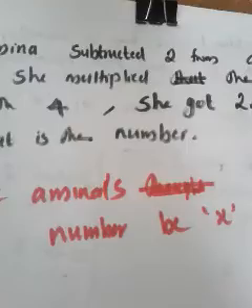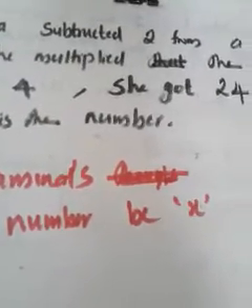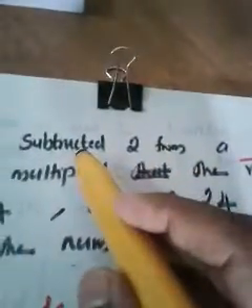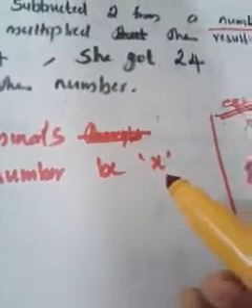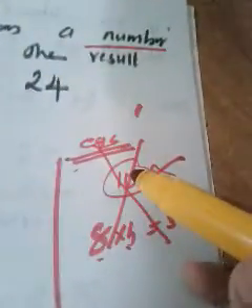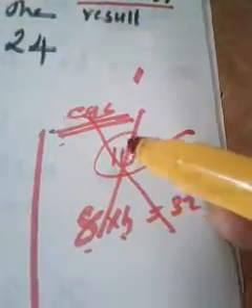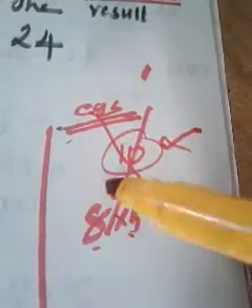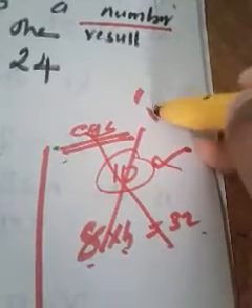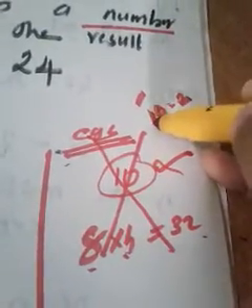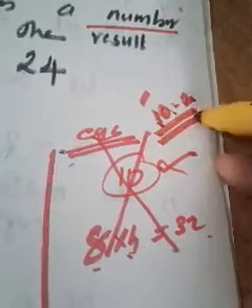Then what did she do? Let her number be X. She subtracted 2 from that number. That means she thought of X, no? So she has to subtract 2 from that number. Suppose she thought of 10, when she subtracts 2 from that number, the result we got is 8, no? How can we write that? 10 minus 2. Her number minus 2. This is the way of writing, isn't it?